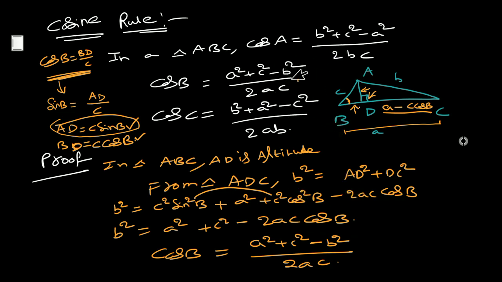I said already in the beginning of the proof, I'll only prove any one of these three. So I have proved this. The remaining also we can prove in a similar manner. Don't worry about that. Just go through the proof and try to remember the formula. It is very easy. I think it is very clear. We can write the cosine rule as a square equals b square plus c square minus 2bc cos a. Like this also you can write.